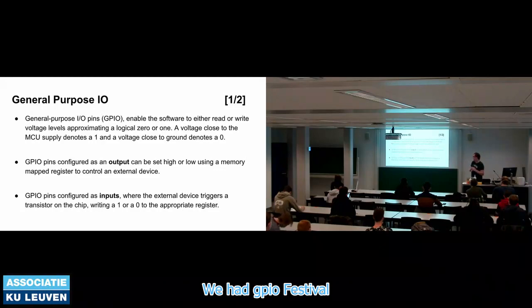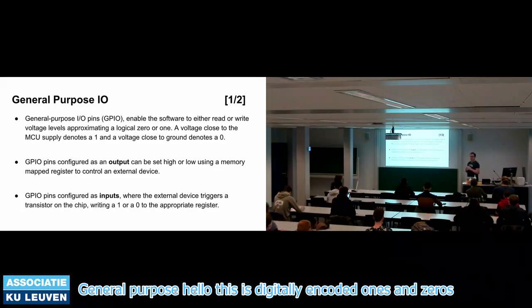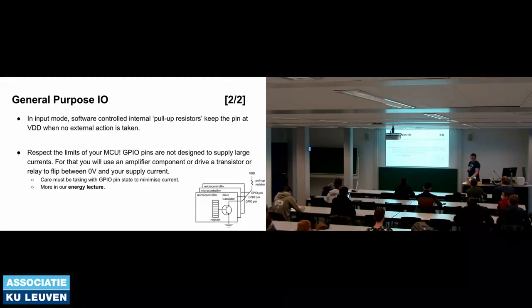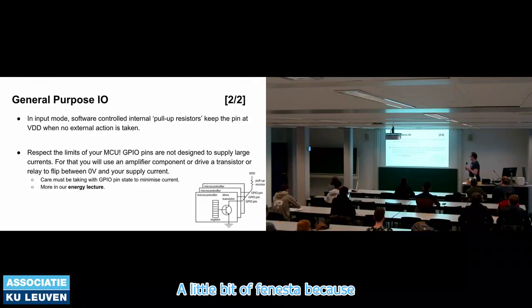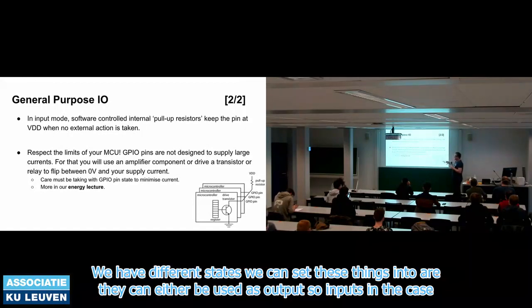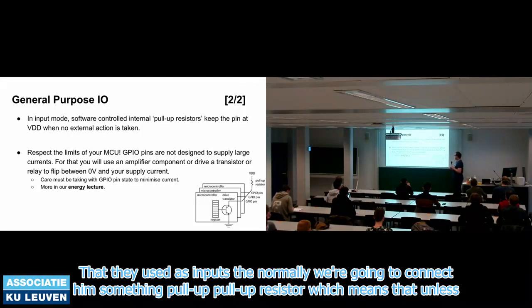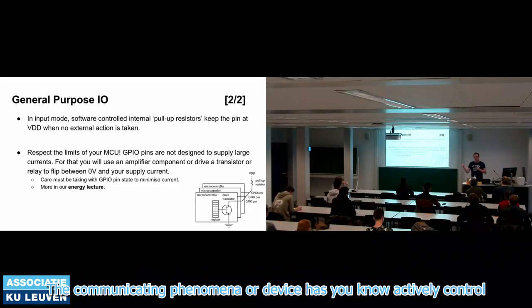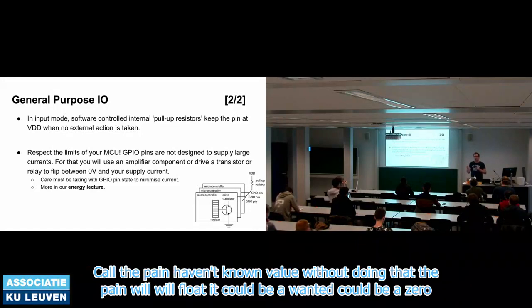So we had GPIO, first of all. General purpose I.O., this is digitally encoded ones and zeros. A little bit of finesse there, because we have different states we can set these things into. They can either be used as outputs or inputs. In the case that they're used as inputs, then normally we're going to connect them to something called a pull-up resistor, which means that unless the communicating phenomena or device has actively controlled the pin, it has a known value.